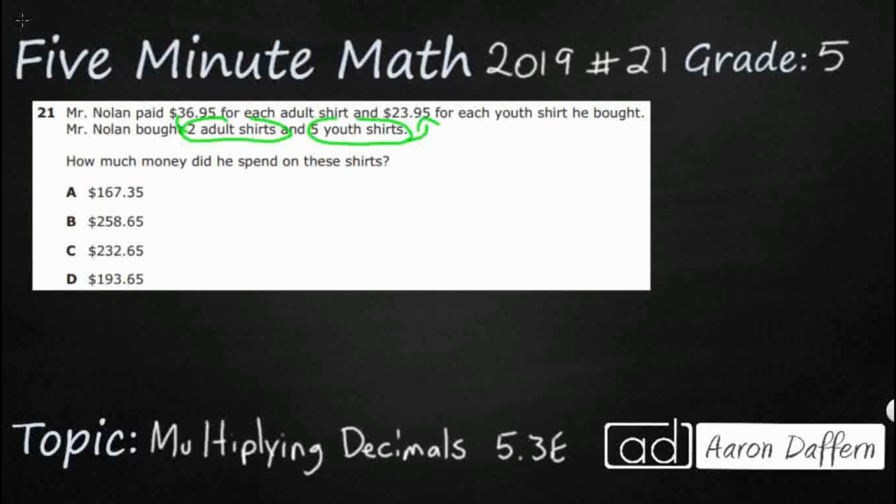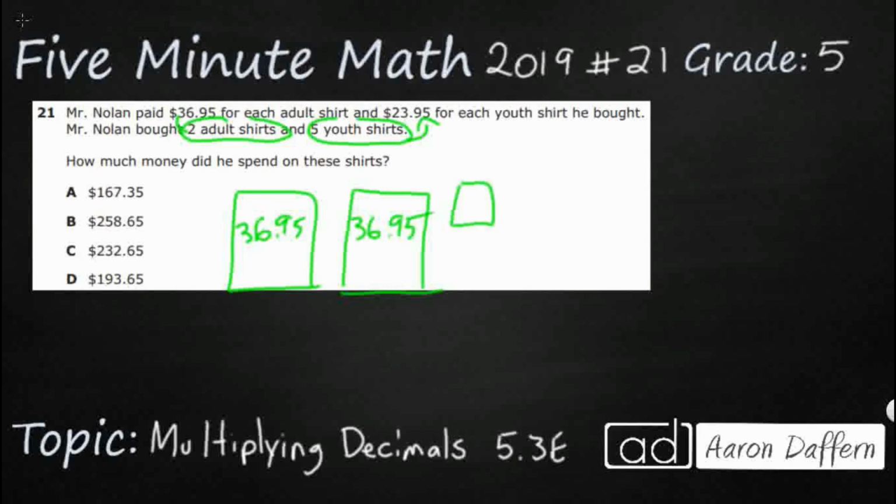Let's estimate first, though. So I'm going to draw these big rectangles. These are going to represent my adult shirts. So $36.95 for these big ones, $36.95. And then I've got these small ones, and I'm going to draw 5 of them here. These are going to represent my youth shirts because they're smaller. And I'm just going to put $23.95 and then draw arrows. I don't feel like writing that every single time.